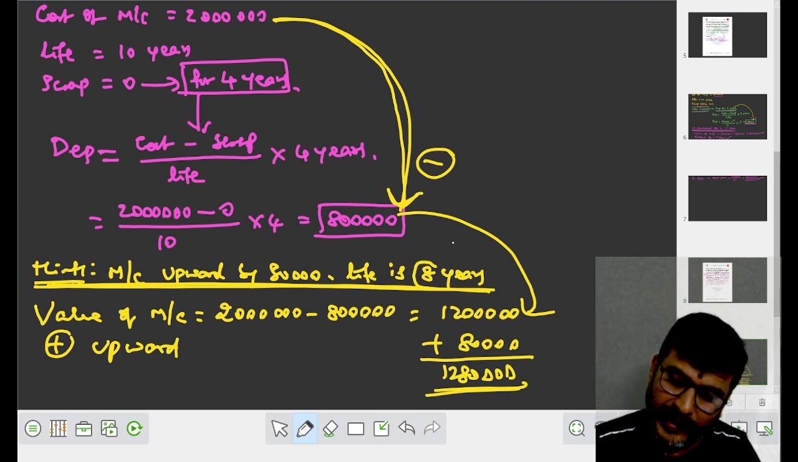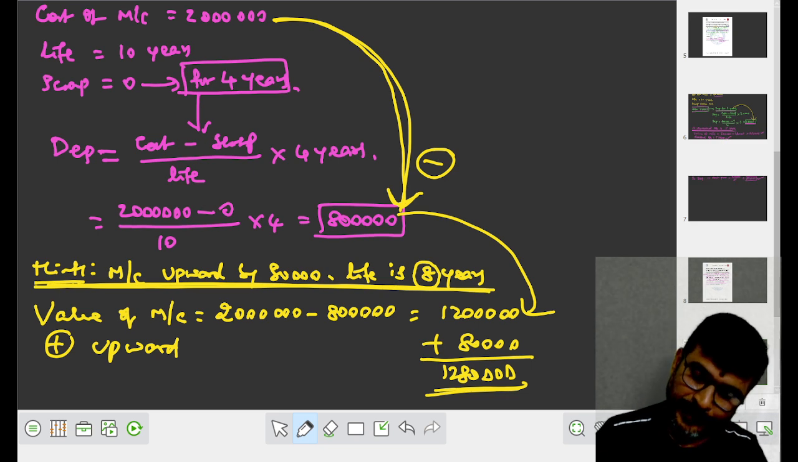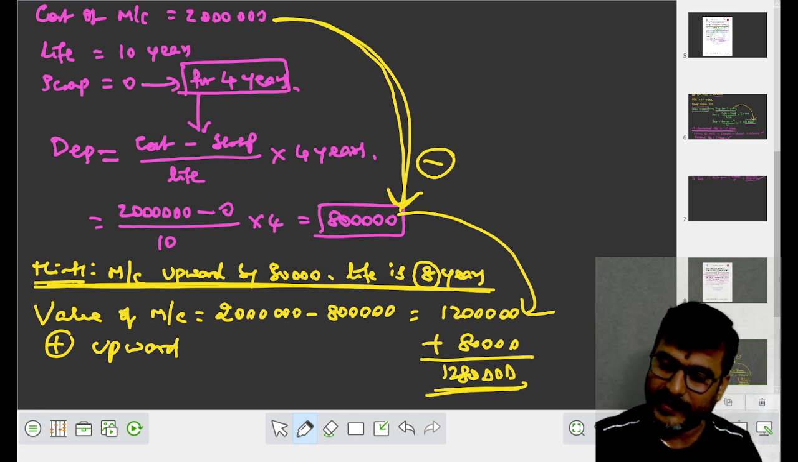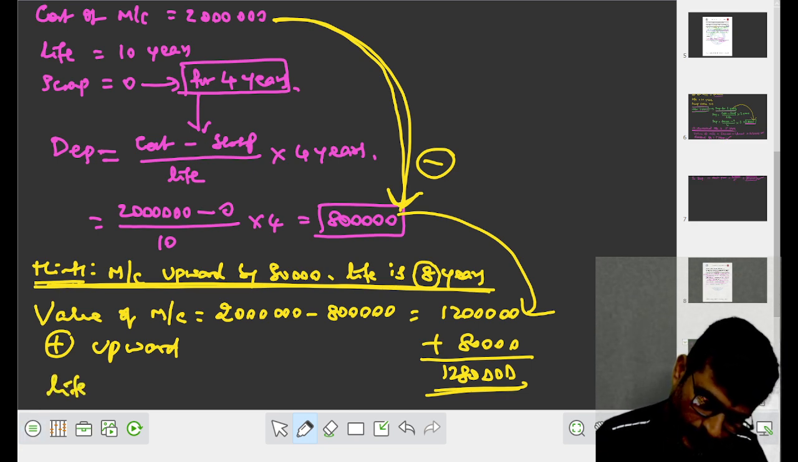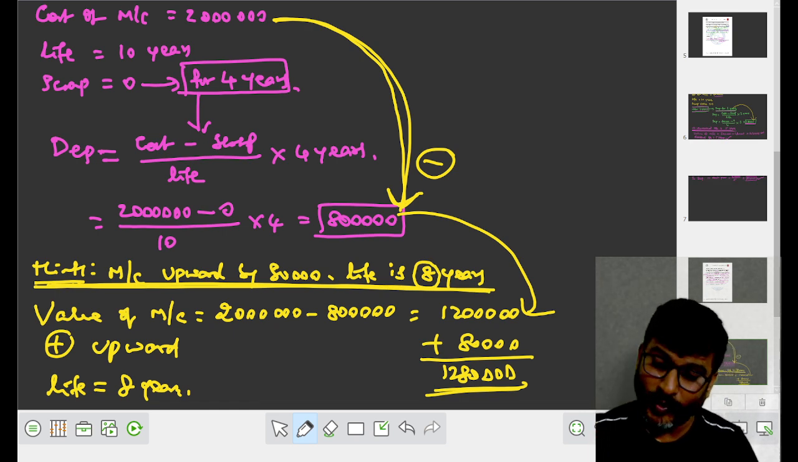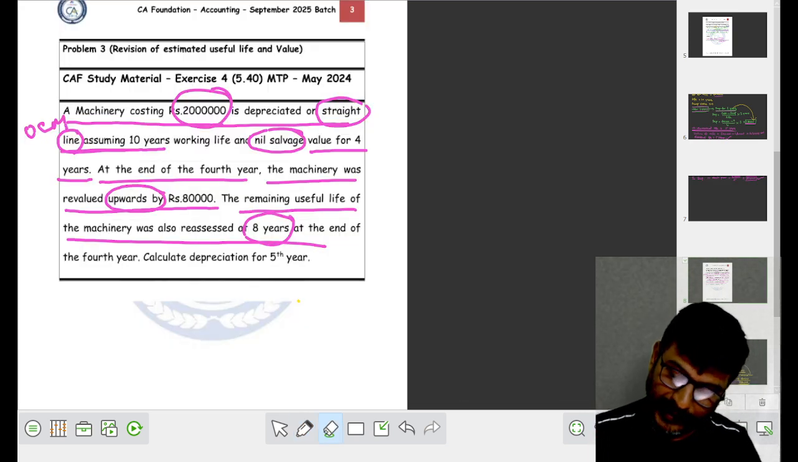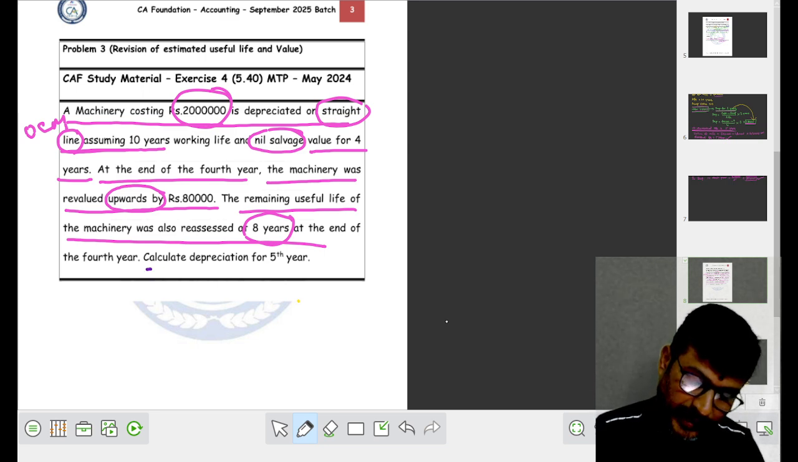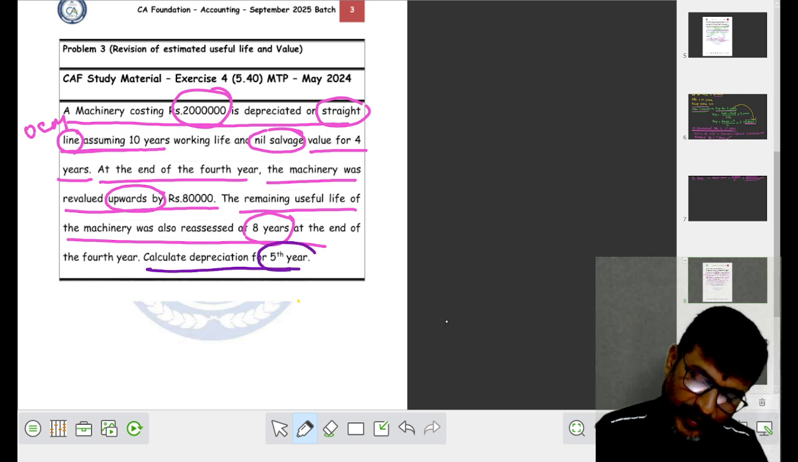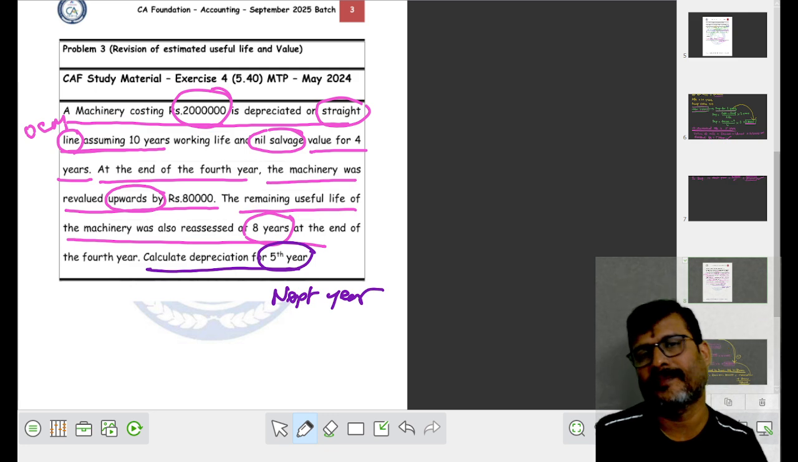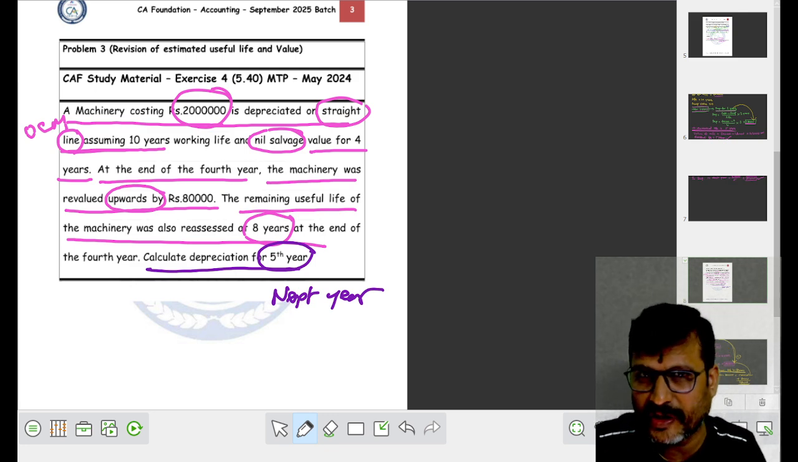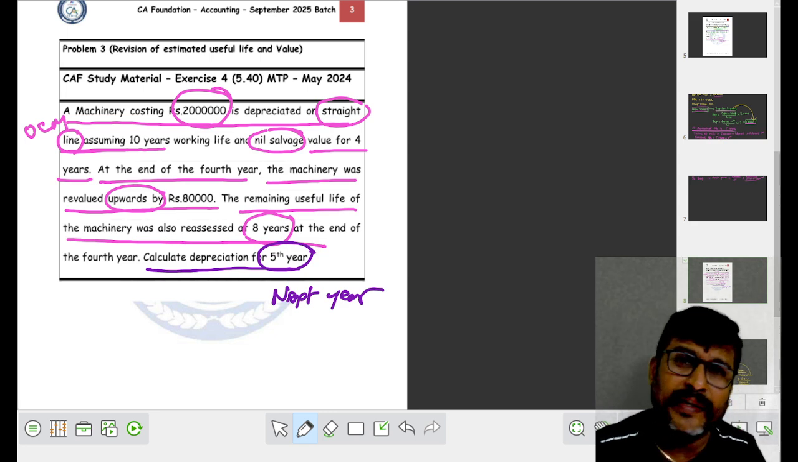Now the reassessed life is what? 8 years. Life is how much? 8 years. Now, what to do? What we have to calculate? We have to calculate, at the end of 4th year, depreciation for the 5th year. 5th year means it is nothing but next year. Up to 4 years you have charged depreciation. Now you have to calculate for the 5th year.